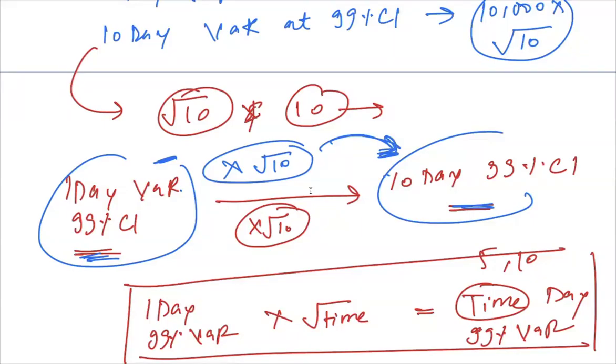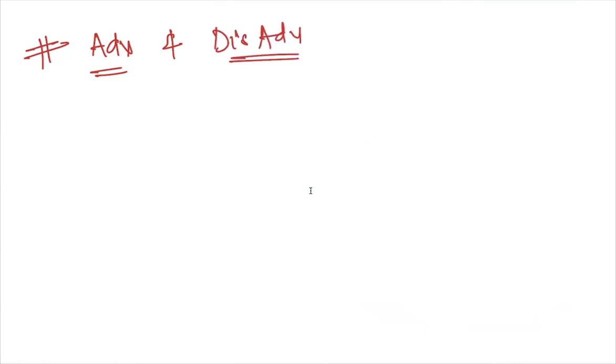Now let's look at certain advantages and disadvantages of using the historical method. Let me focus on advantages first. The first thing is it's easy to implement.